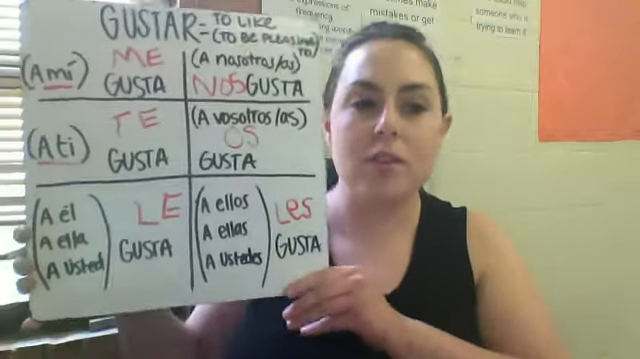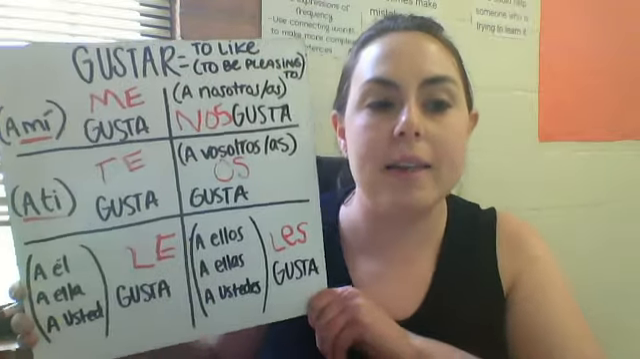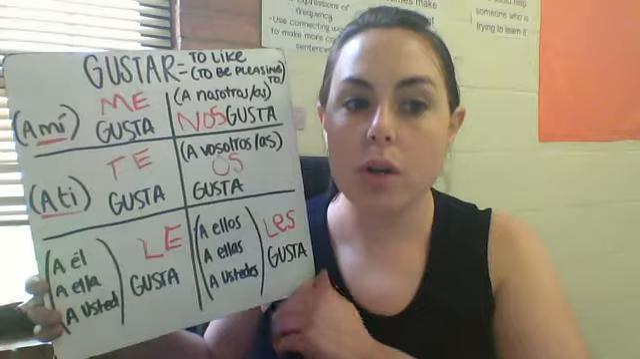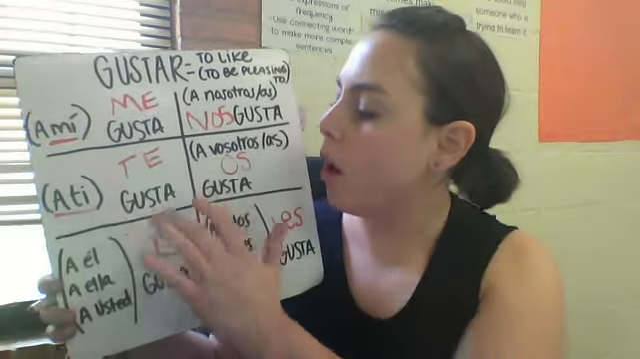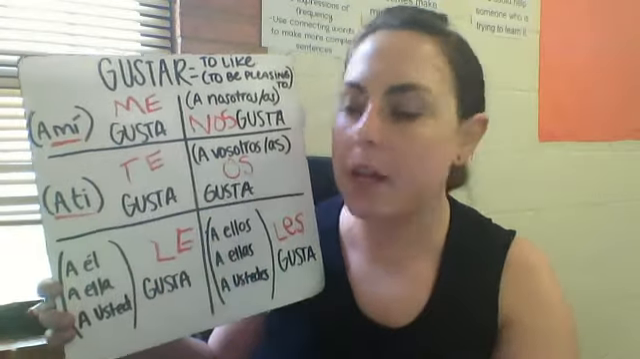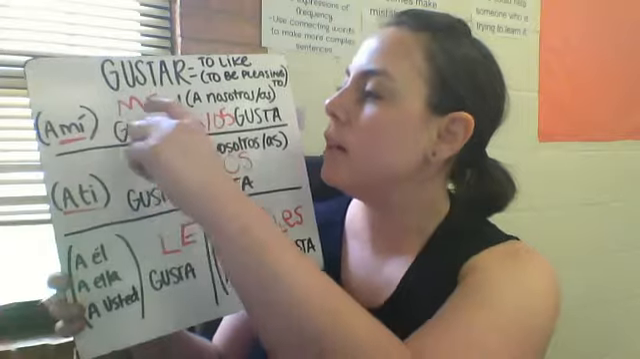Okay? So these are the different forms of gusta. Me, te, le, nos, os, les. Notice that the beginning part is all that changes, because literally what we're saying here is it is pleasing to me.